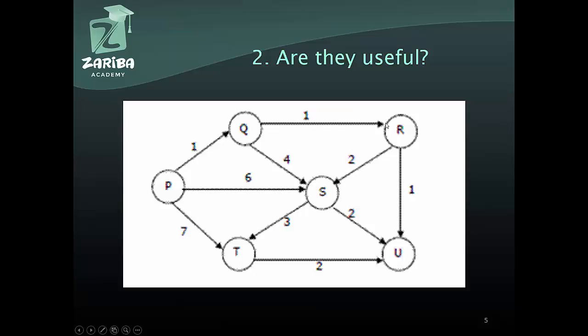P, Q, R, U, right? Because I have 1, 1, 1, that's 3 in total, but I have many more, right? So I can go PSU, I can go PTU, I can go PSTU, and so on. So there is an algorithm, and I believe that I've given it in the exercises. It's not that complicated, and I'm sure that you will be able to do it.